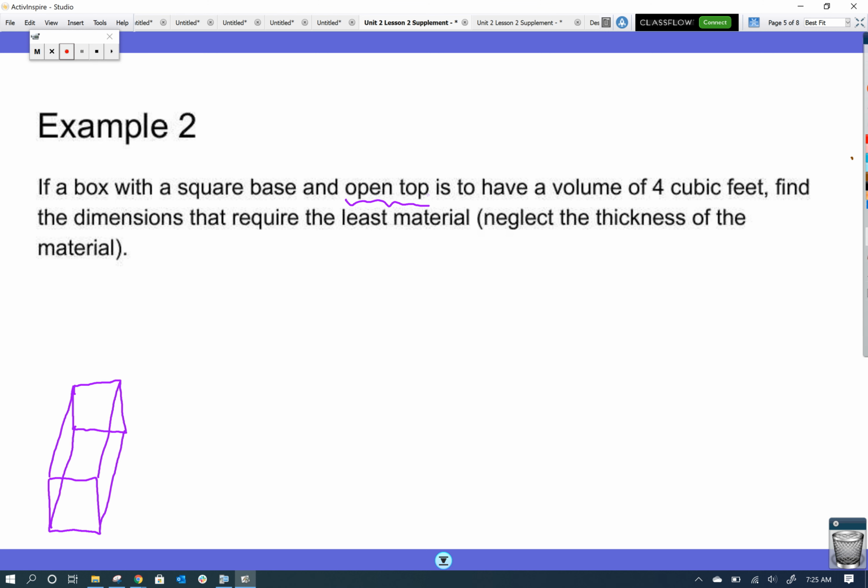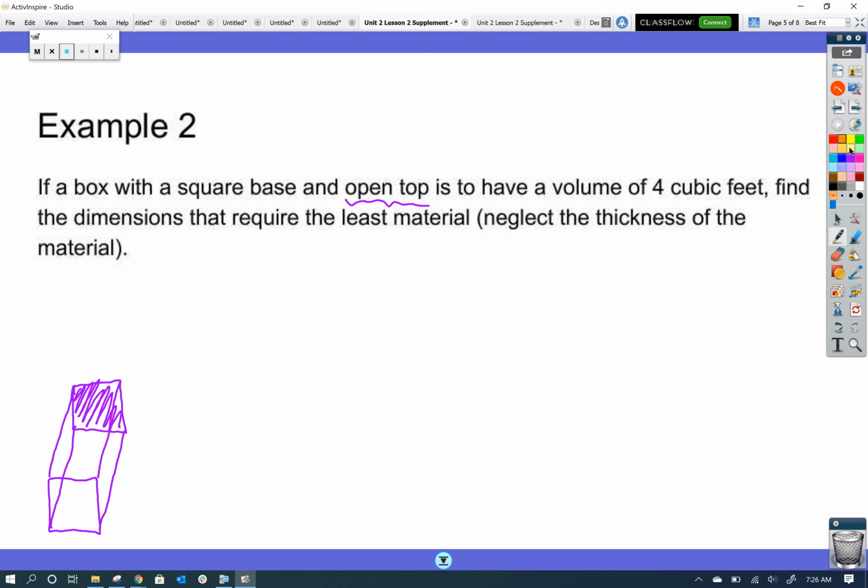Okay, so it also says we have an open top. So what that means is that maybe we'll consider this to be the top. I'll just shade it in because it's open. We have an open top bread box. So what that means is we only have the bottom of the box, but not the top, of course. Okay, so let's go ahead and start to label this.